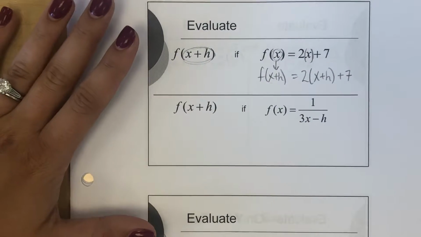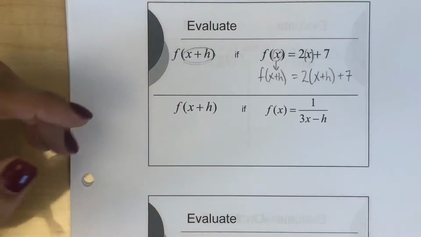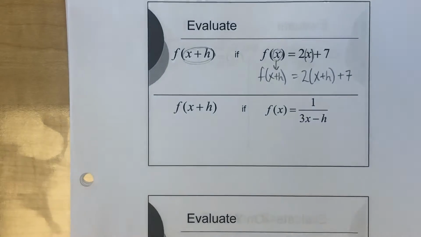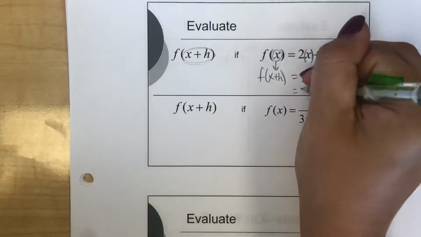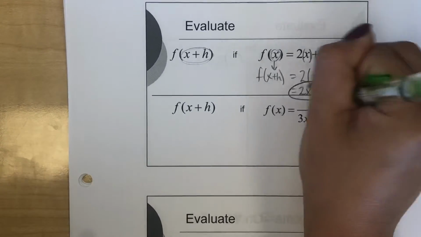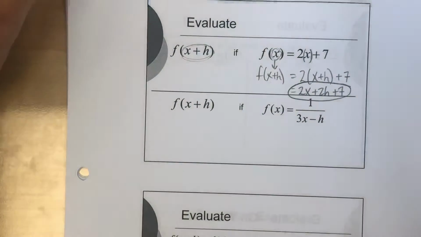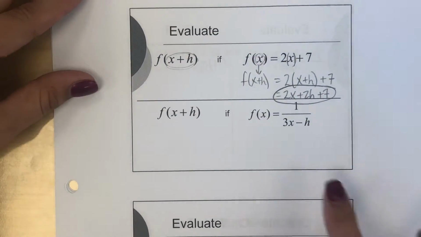Okay. Let's do this out to fully simplify it. So go ahead, just distribute that 2. 2x plus 2h plus 7. That is my answer. I do not have any like terms that I can combine. All right, let's move on to the second one.